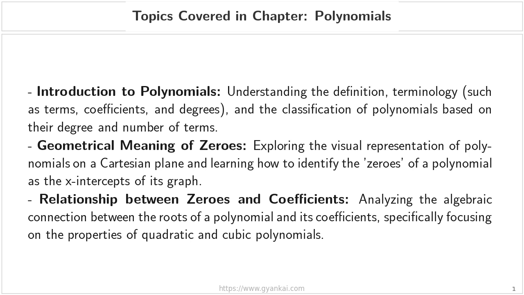Understanding these core mathematical concepts is vital, as we will later see how they are applied to solve complex problems in real-world fields like physics, economics, and engineering.